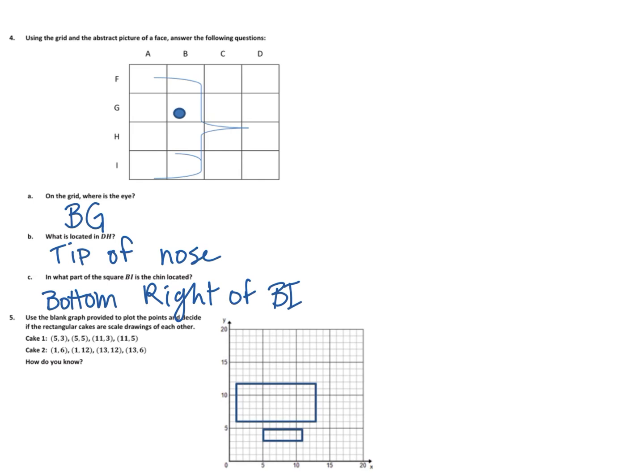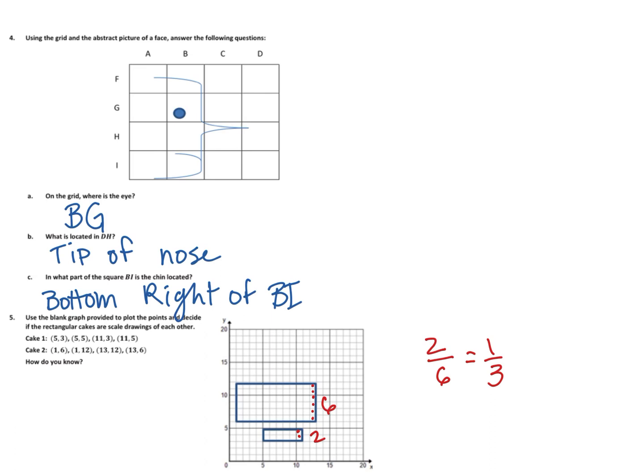Scale drawings use side lengths that are proportional to one another. So we're going to check the side length here and see if it's the same fraction or ratio as the other side length. So we have 1, 2, 3, 4, 5, 6, and on this one we have 2. So we're going to do 2 divided by 6, and that is equal to 1/3.